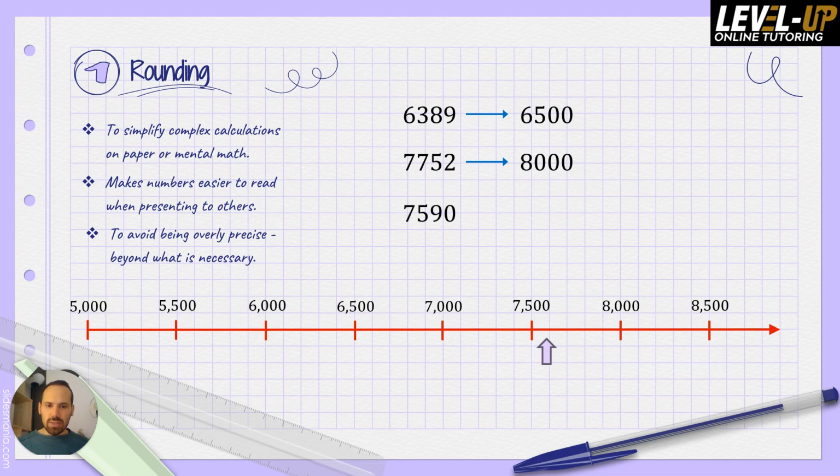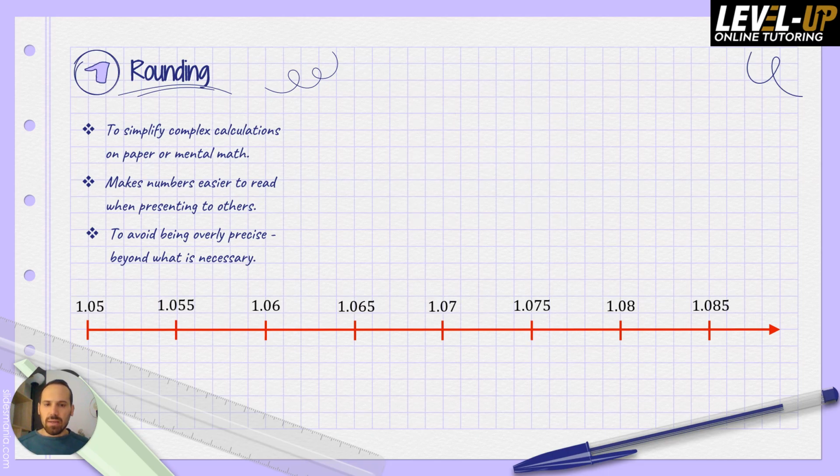So one last example would be 7,590. And this one's a lot more straightforward. You can see that's definitely going to round down to 7,500 because it's much closer to that than to 8,000. So that's an example of rounding to the nearest 500, or to the nearest any number, really. It might be to the nearest 100, nearest 50, nearest whatever, and it's going to work in very much the same way.